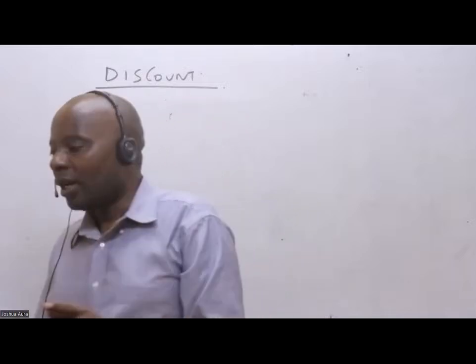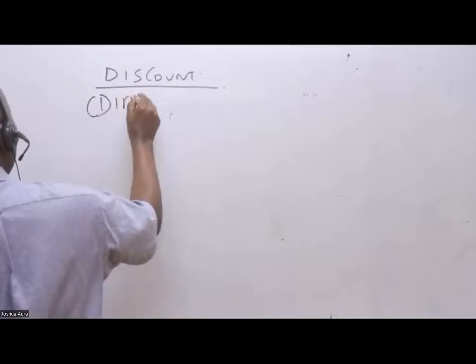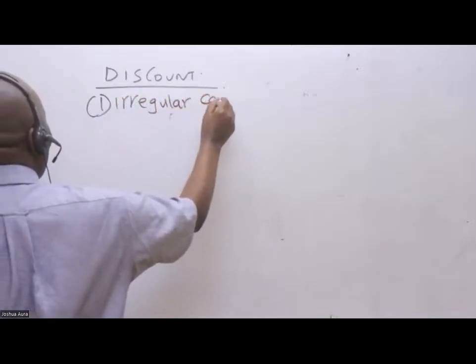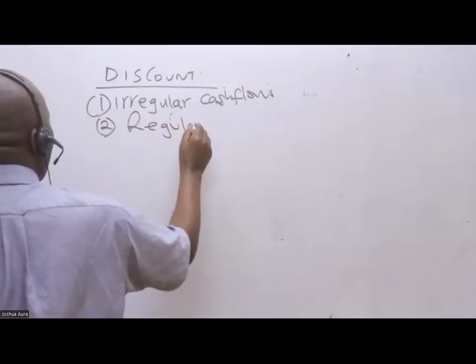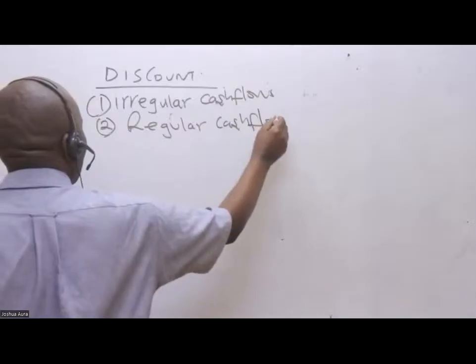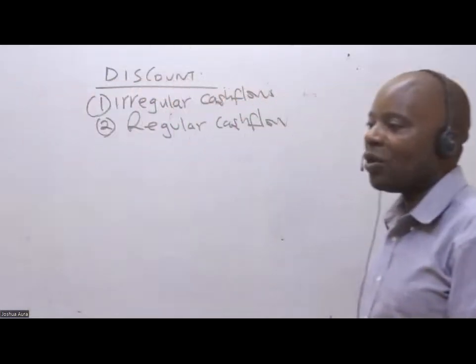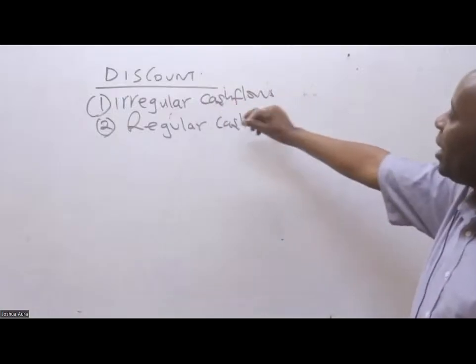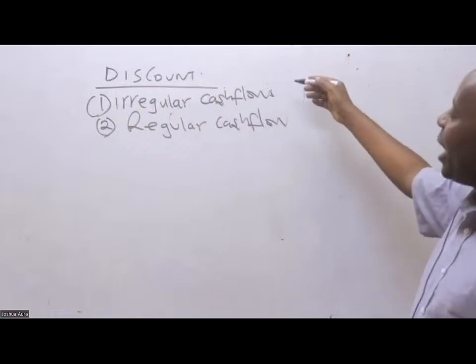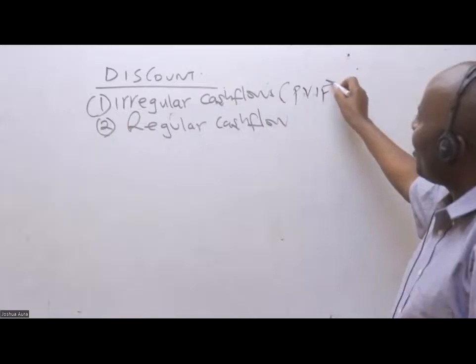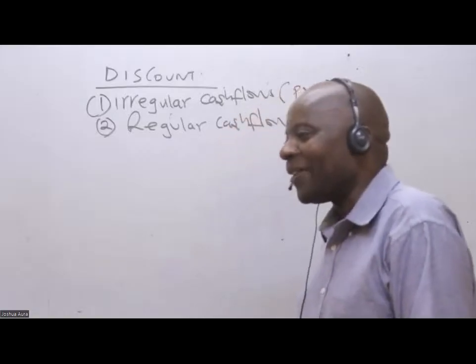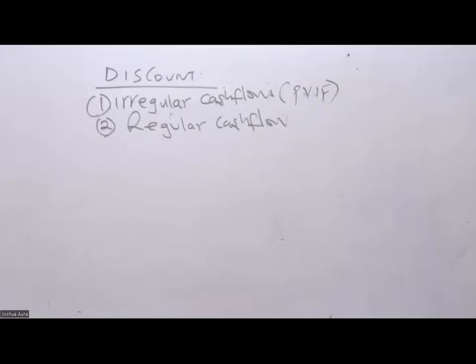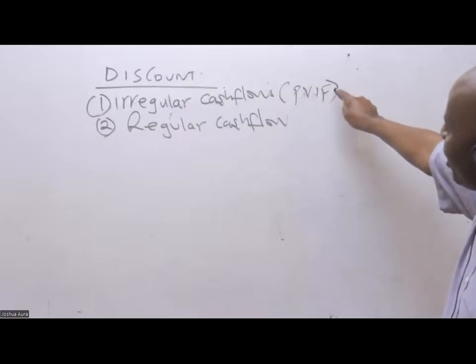Remember, in terms of discounting, we have what we call irregular cash flows, and then number two, we have what we call regular cash flows. Please, you must write this very fast. Irregular cash flows, as the name suggests, are non-uniform, and for non-uniform we normally use what we call the PVIF. PVIF is present value interest factor. To discount irregular cash flows, we normally use the present value interest factor.